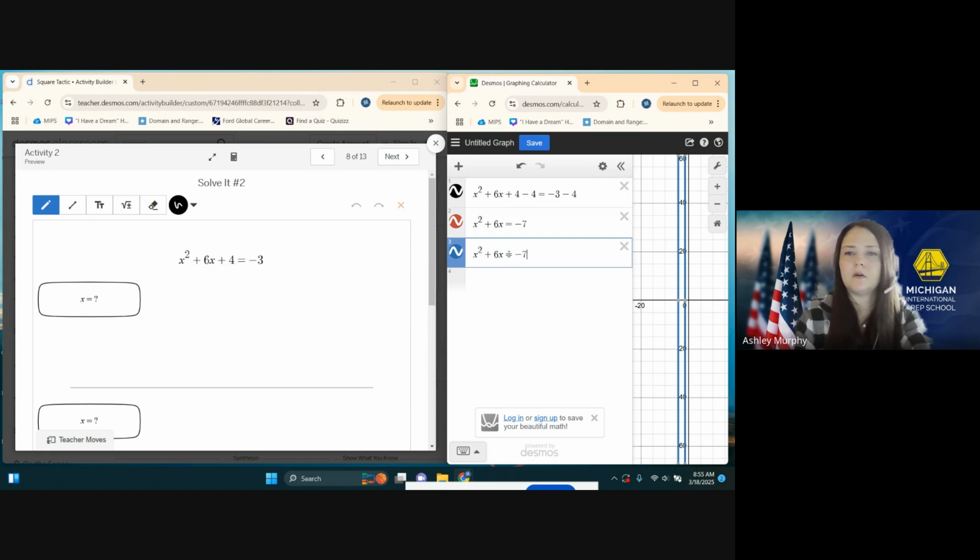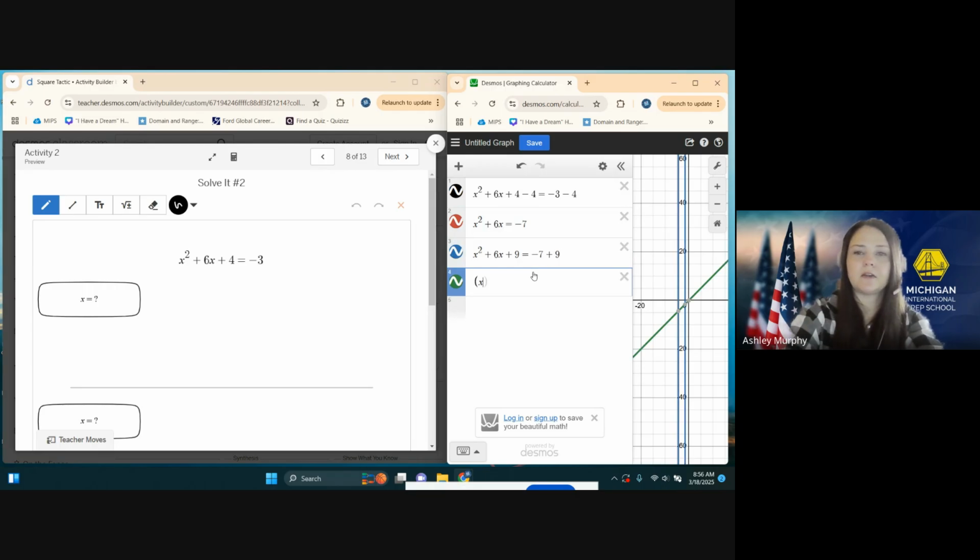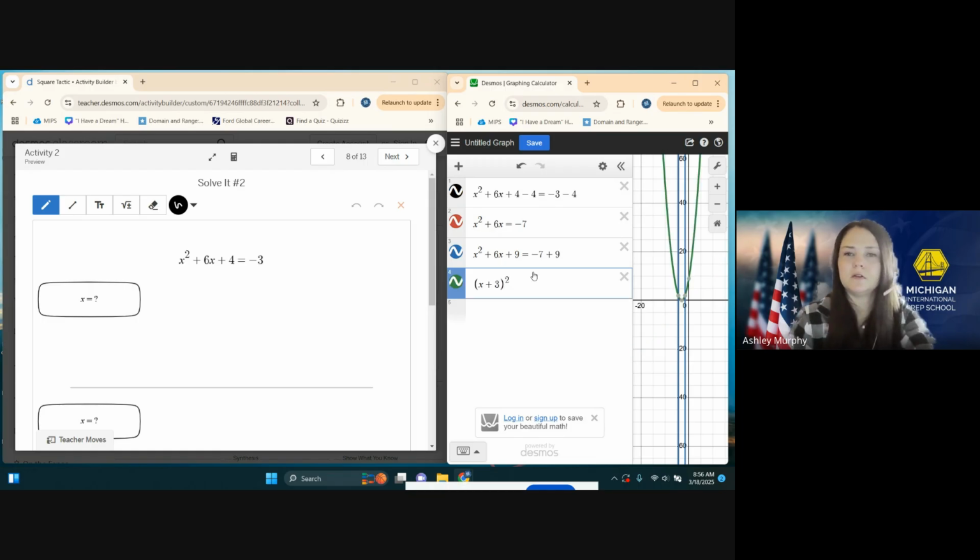All right, let's add in the magic number on both sides. Dividing by 2, 6 divided by 2 is 3. Raising that to the power of 2 gives me 9. So I need to add 9 on both sides. Now I can factor x plus 3 squared. 3 times 3 is 9. 3 plus 3 is 6. So that's working out nicely. And on the other side, I have negative 7 plus 9, which is 2.